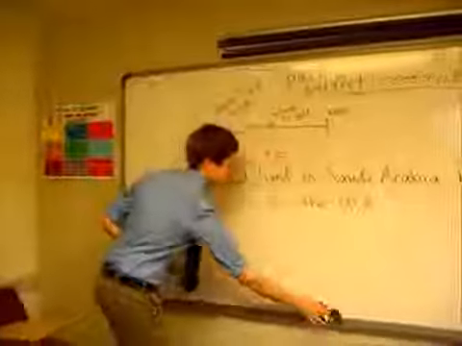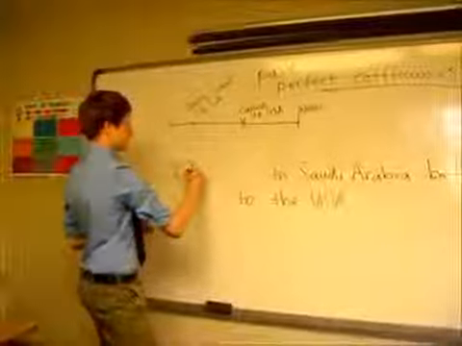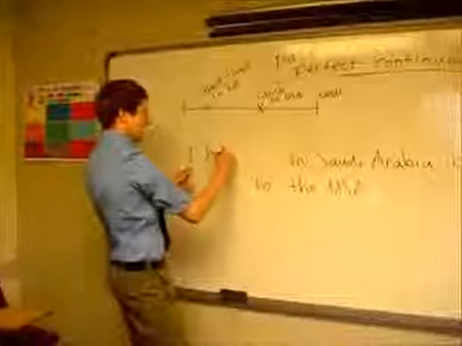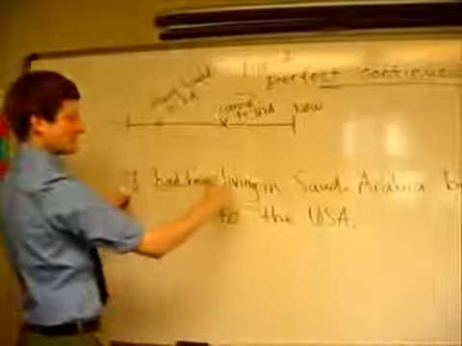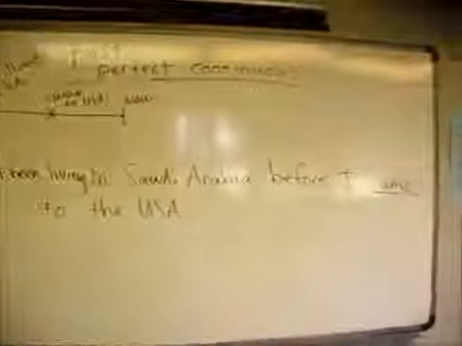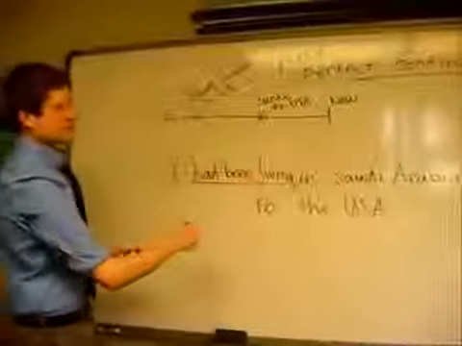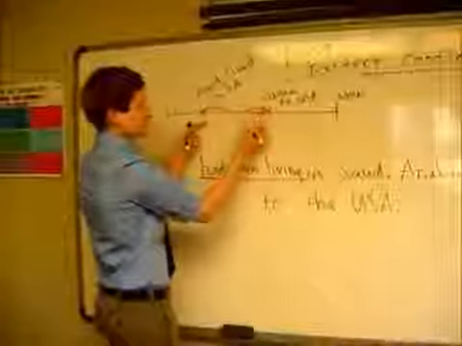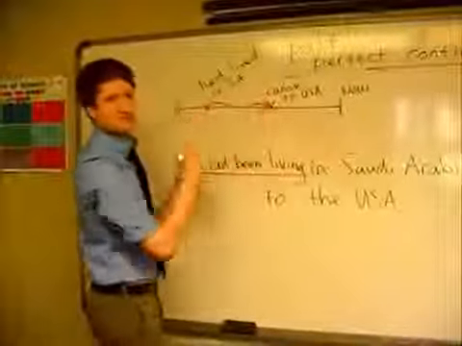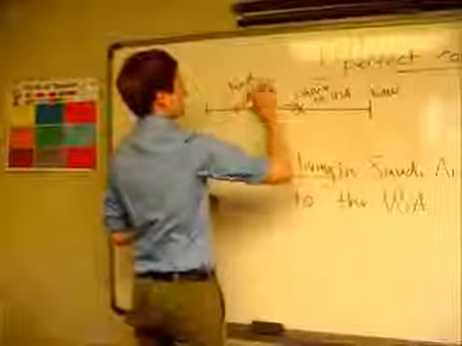So let me show you what it looks like. Let's put it right here. It's very similar to the past perfect. We can say, I had been living in Saudi Arabia before I came to the USA. If you say this, had been living, you really just show that the first event continues. It goes and goes and goes. And that's really all.